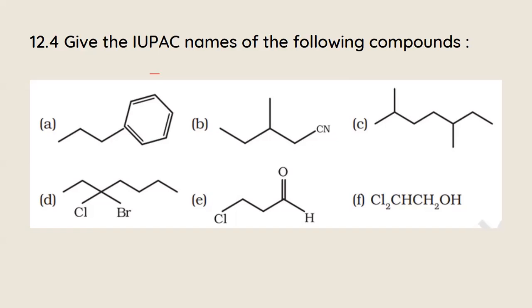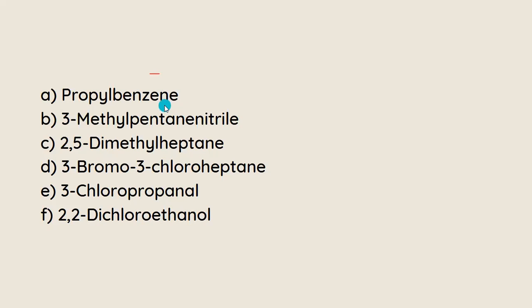Next one, give the IUPAC names of the following compounds. First one is a benzene. You have a benzene ring and it has a 3-carbon chain attached to it. When you have a functional group, the benzene ring becomes the substituent. But in this case, this particular chain does not have any functional groups. It's just a carbon chain, a 3-carbon chain. It's a propyl. So the name of the compound is propyl benzene.